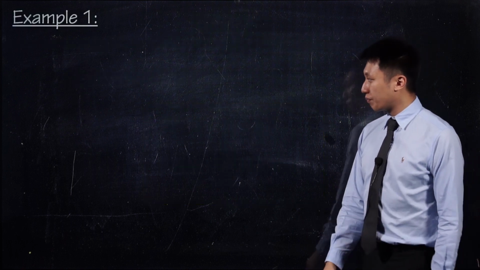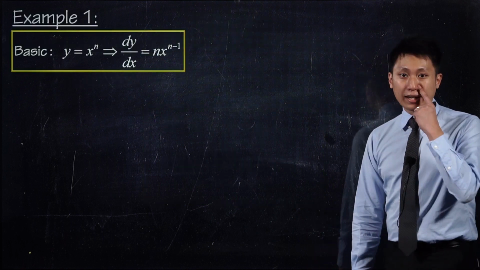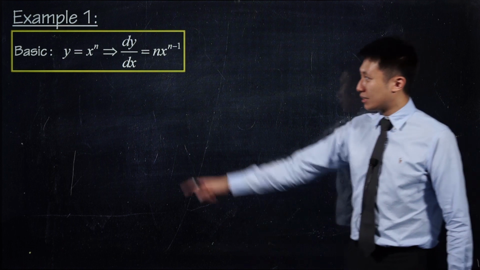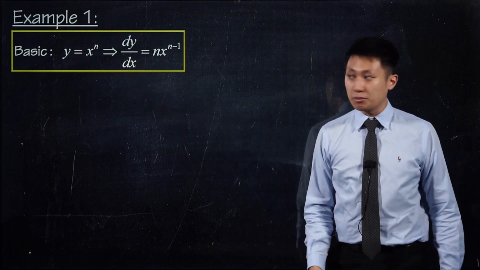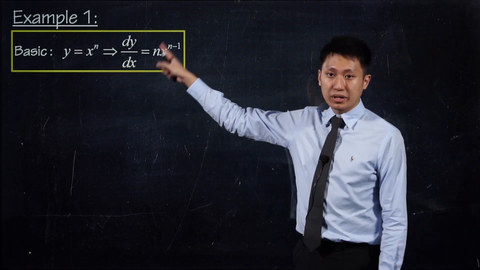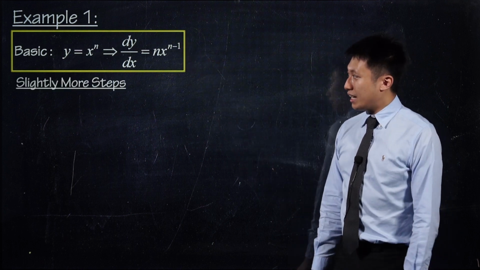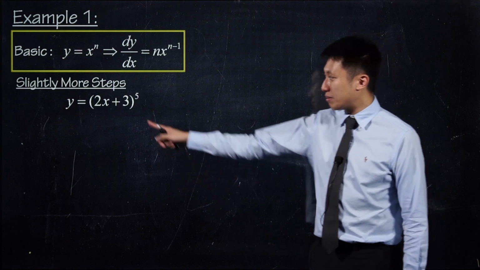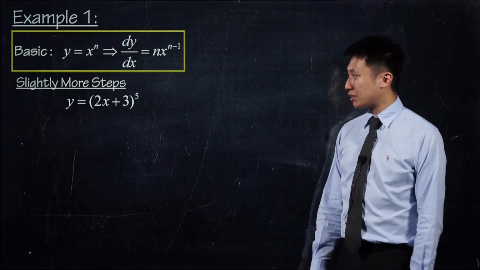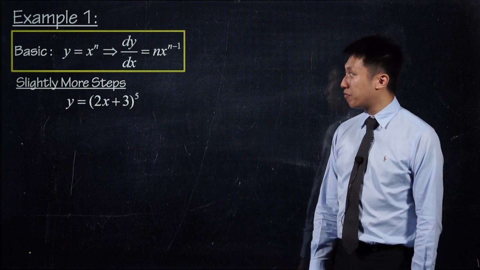Next, let's talk about an example. The basic one is this: y is equal to x to the power n. Differentiation will be n brought down, and the power decreased by 1. Slightly more steps is when you have something like this: y equal to 2x plus 3, the whole thing to the power 5.